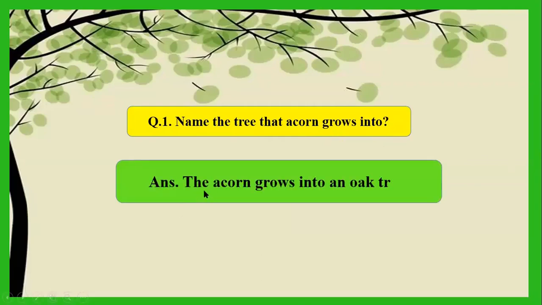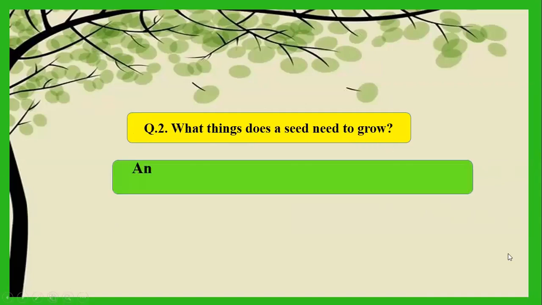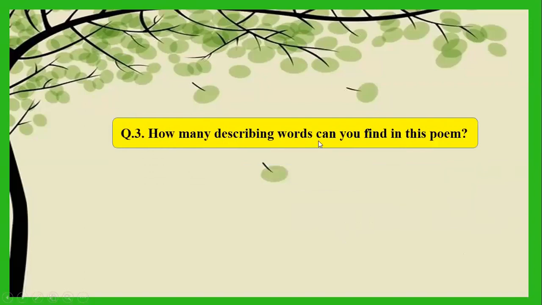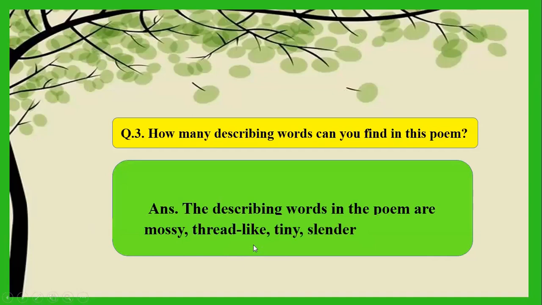The answer for this question is, the acorn grows into an oak tree. Question number 2, what things does a seed need to grow? From the poem, we understood that a seed needs air, water, soil, and sunlight to grow. The third question is, how many describing words can you find in this poem? The describing words in this poem are mossy, thread-like, tiny, slender, and mighty.